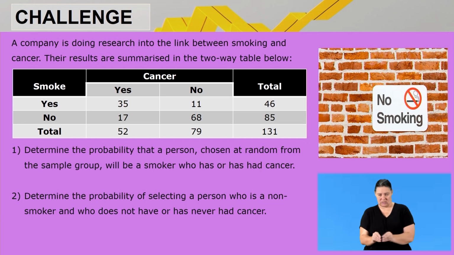So what is it that I want you to answer? Question number 1. Determine the probability that a person chosen at random from the sample group will be a smoker who has or has had cancer. That's the first question. Then question number 2, determine the probability of selecting a person who is a non-smoker and who does not have or has never had cancer. So those are the 2 questions I would love you to tackle this upcoming week.